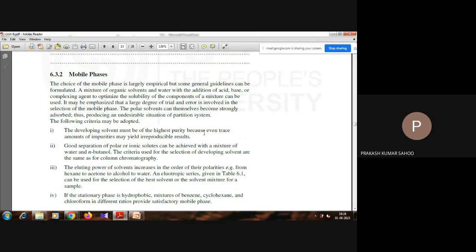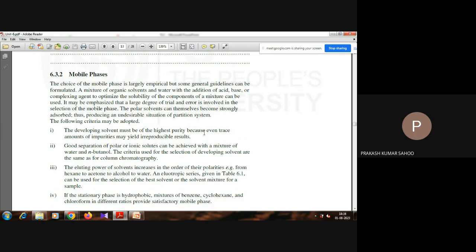Mobile phase is just your solvent, and the choice of mobile phase is largely empirical, and it is just a hit and trial method. And a mixture of organic solvent and water with the addition of acid, base or complexing agent to optimize the solubility of the components of a mixture can be used.